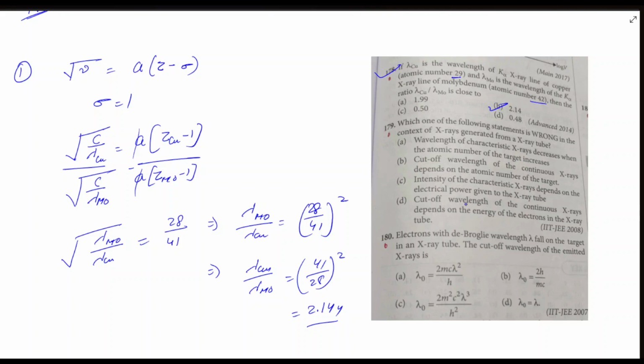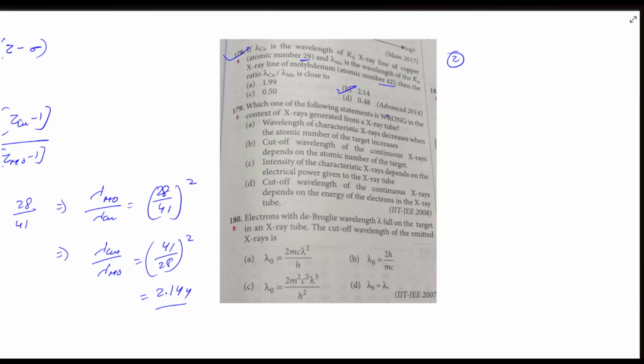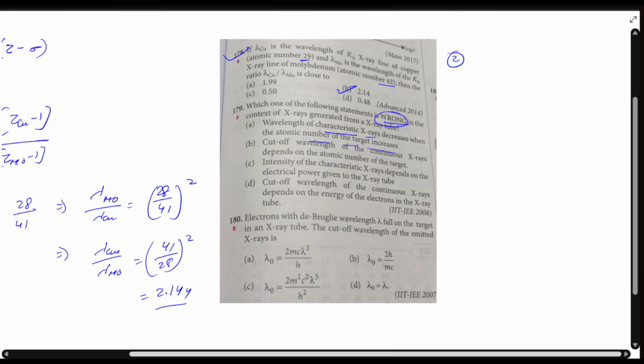Let's move on to question number two. Which one of the following statements is wrong in the context of X-rays generated from an X-ray tube? Option A: wavelength of characteristic X-ray decreases when the atomic number of the target increases. Yes, this is correct, right?